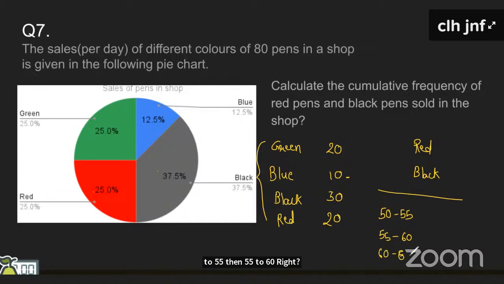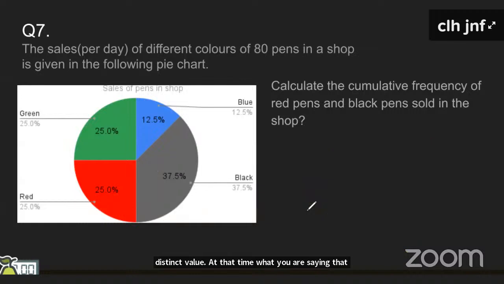It will not be that in the first row you find 60 to 65 and in the next row 50 to 55. Are you getting my point? This is what is called grouping of data, and some order is there within the category itself. At that time what you are saying is valid, but we have not covered that yet. It will be in the next lectures.